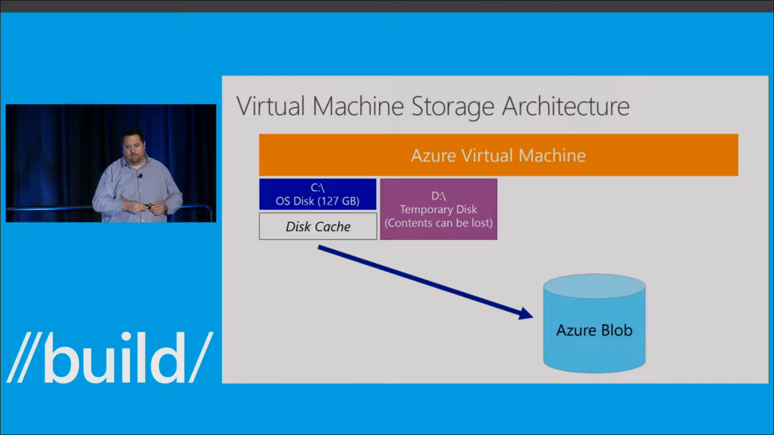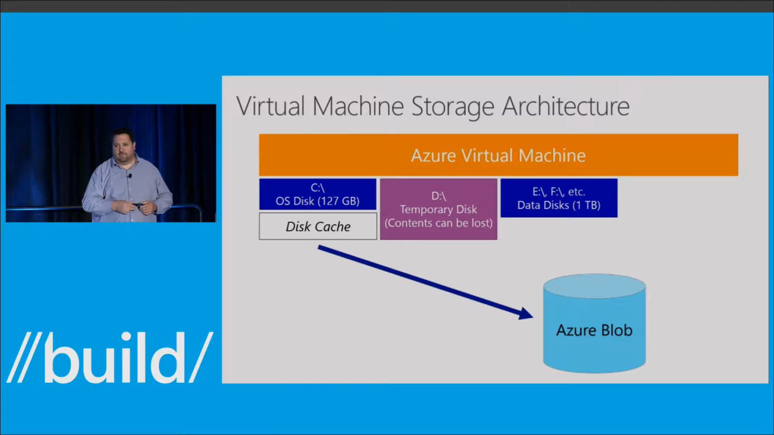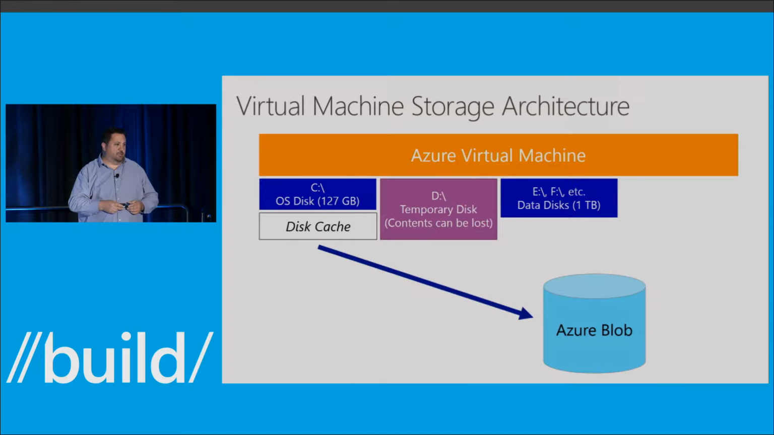In addition, we give you a D drive. Now, the D drive is a temporary disk. Don't ever get confused by that. It is a non-persistent disk. It comes with no SLAs. It's not using the same kind of persistent storage that the system drive is. So this is a great drive to put temporary log files, anything that doesn't need to persist, anything that doesn't need to continue along with the VM during its life.